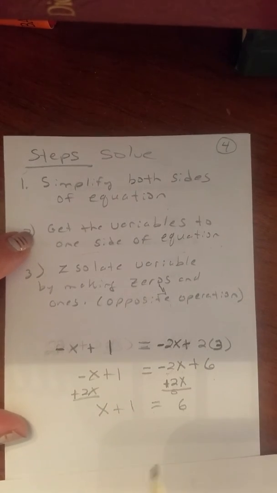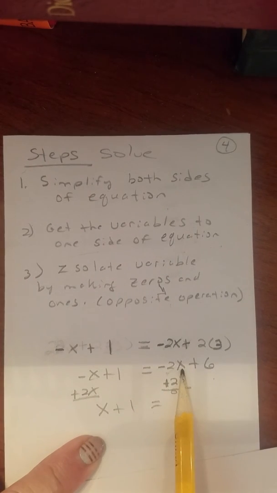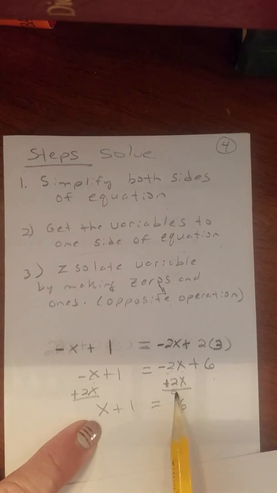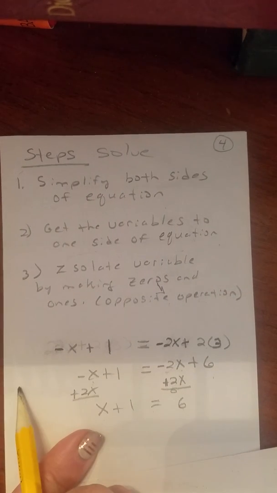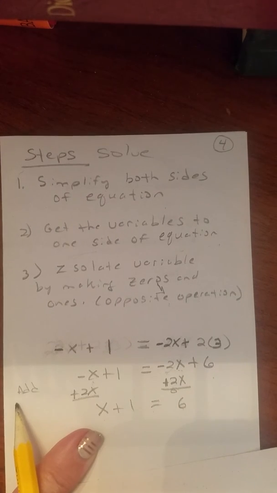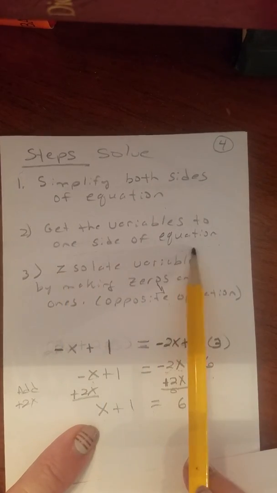Bring everything straight down. So now what I've done here is I've gone from having the variable over here, it's now combined to this variable over here. And what did I do? I added the opposite. I'm still doing the same thing. This was a negative 2x, right? So I added a positive 2x. I added the opposite. Now all the variables are on one side of the equation.